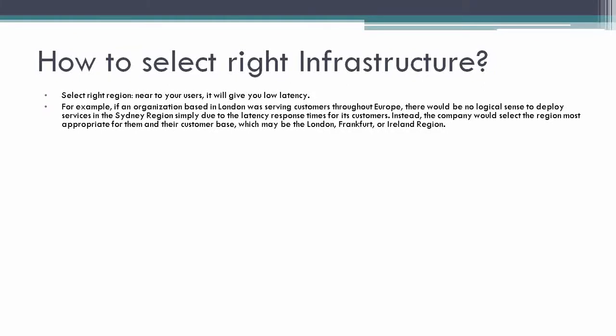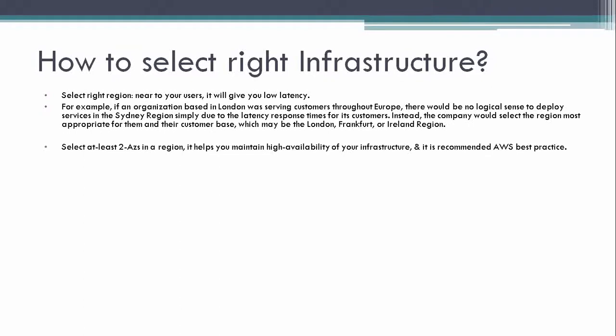Instead, the company would select the region most appropriate for them and their customer base, which may be the London, Frankfurt, or Ireland region. Now, if your customers are based in London, it makes no sense to select Sydney or, say, Mumbai or Tokyo. It would not be useful. It will give you high latency. Instead, you can select the region near to your customers, like London, Frankfurt or Ireland.